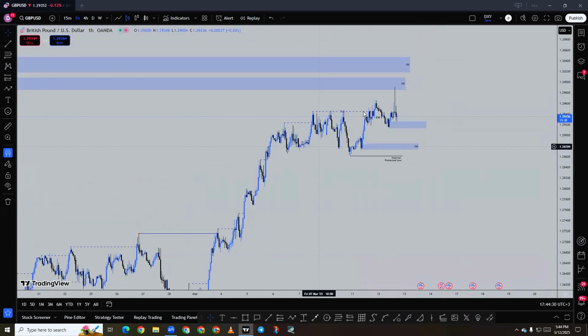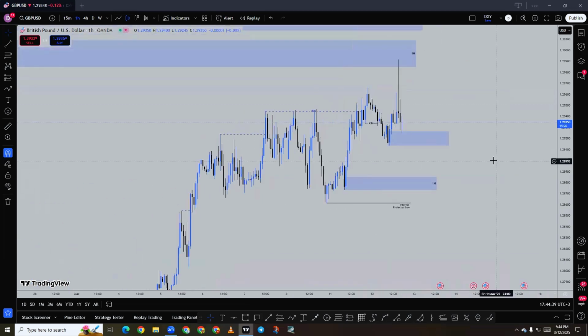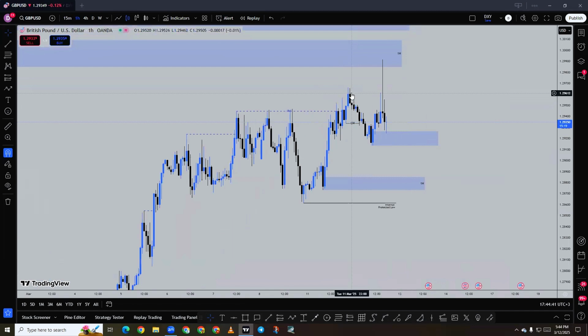So this is the last piece of structure that we should be working with, and that is the internal structure of the 1 hour. What can we see is that we broke structure to the upside. Now what we should be expecting is a move back into an area of value. I was honestly expecting a situation where we may see price coming all the way to this extreme demand zone. And then from this extreme demand zone, you can buy from there.